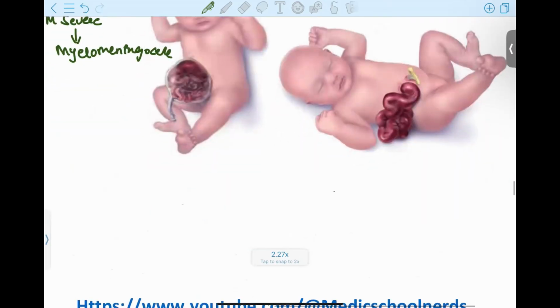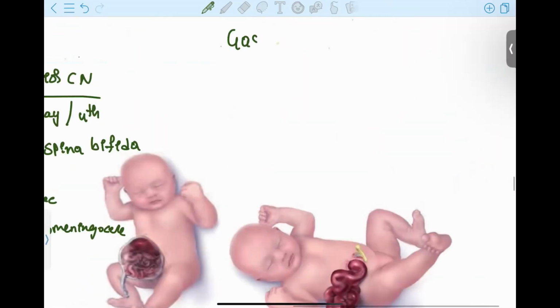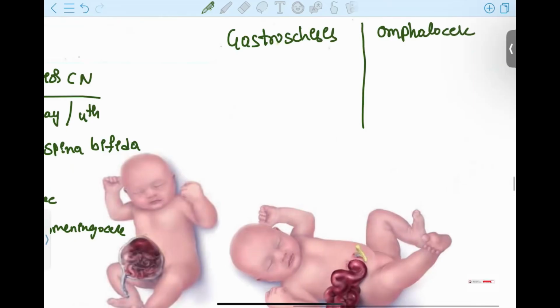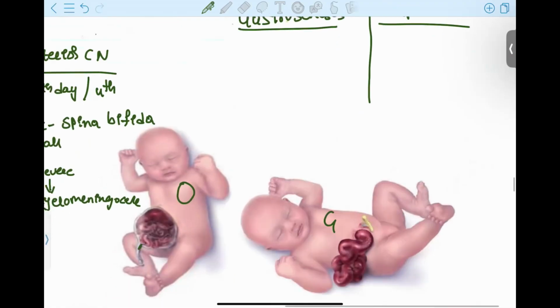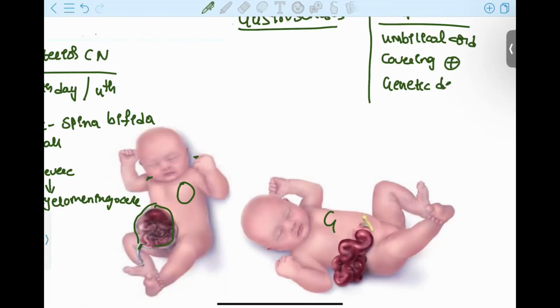Next, moving on to these conditions. The gastroschisis and the omphalocele. So what is the difference between the gastroschisis and the omphalocele? This is your omphalocele, this is your gastroschisis. In the omphalocele, here you can see the defect comes from the abdomen. So the umbilical cord only comes. Umbilical cord. And there is a covering that is present. So the covering is also present here. And this is associated with more genetic defects. So this is the omphalocele.